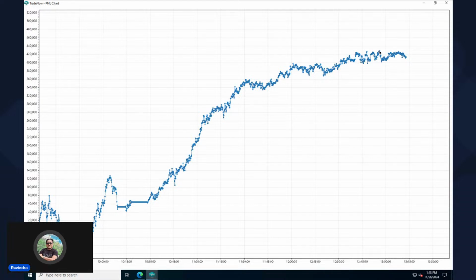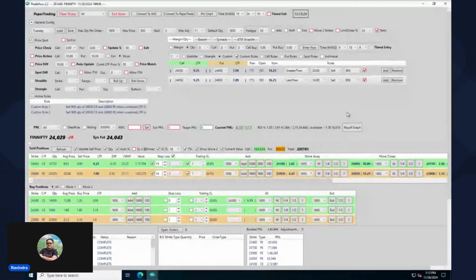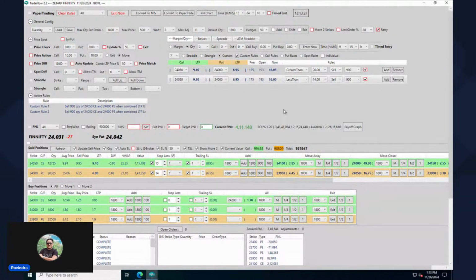I think the peak it went to was 4.25, at about 12:50. Oh, we already crossed 1 o'clock. I did not realize. It's 1:13, and you can see the time here. But you can also do a timed exit. Somebody is saying that at 1 o'clock there could be a challenge, right? So we can exit at that time also. That is also possible.